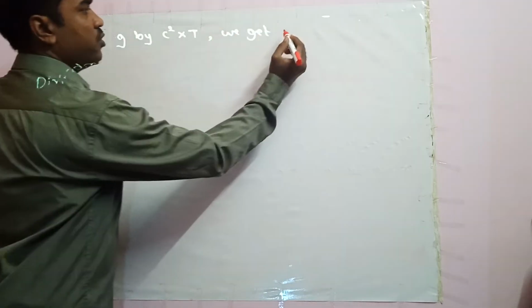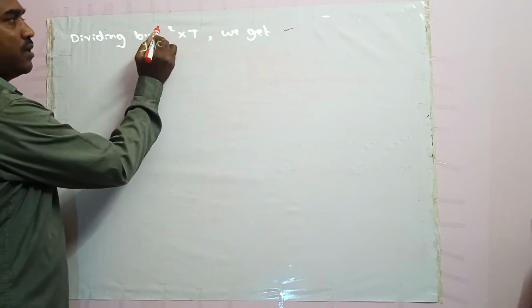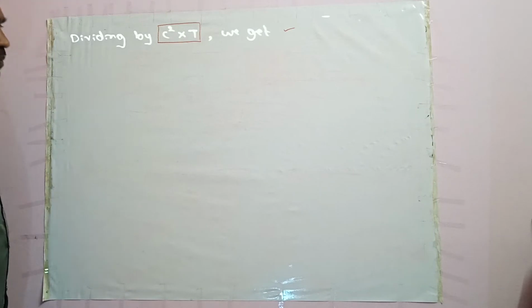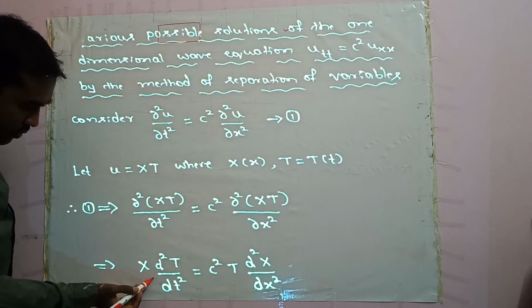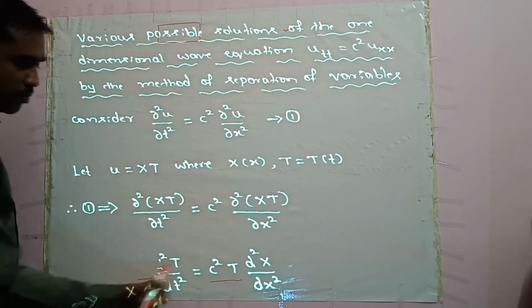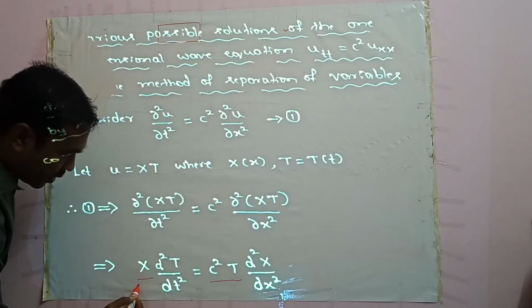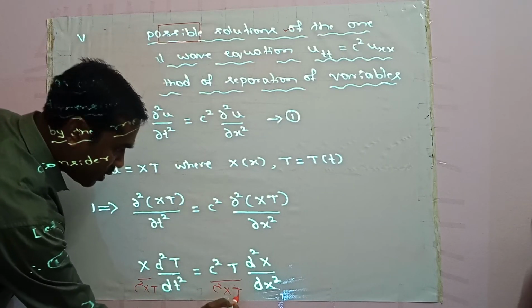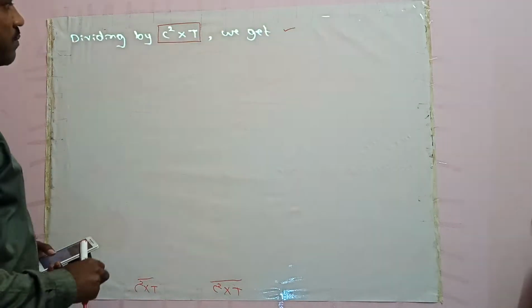In this step we are going to divide both the sides by this term, which you need to remember at this stage. We are going to divide both sides by c² X T. That is, we write c² X T here and c² X T here, and divide both the sides. Let us do that in the next step.